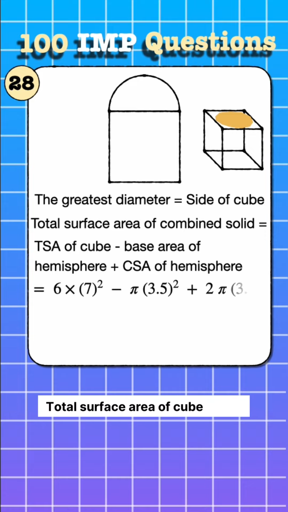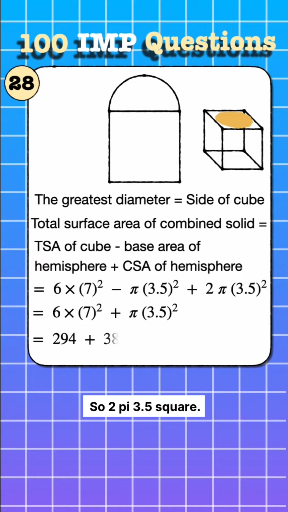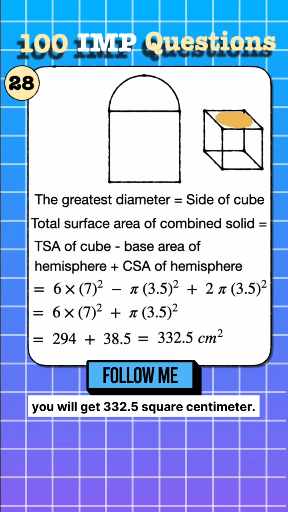Total surface area of cube will be 6 into side square, that is 6 into 7 square, minus base area pi r square. So pi into 3.5 square, and then curved surface area of the hemisphere, that is 2 pi r square. So 2 pi 3.5 square. So if you simplify this, you'll get 332.5 square centimeter. That's the answer.